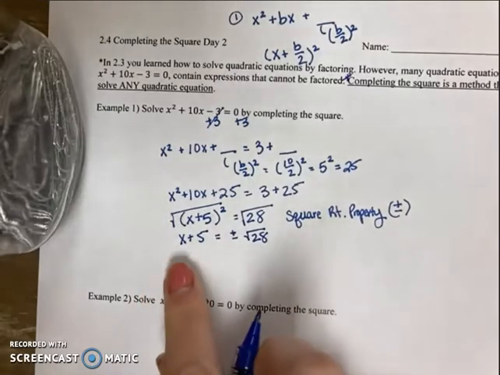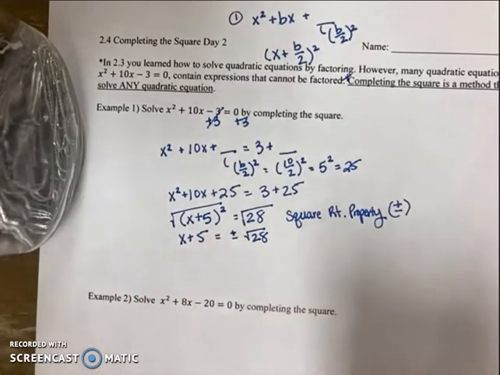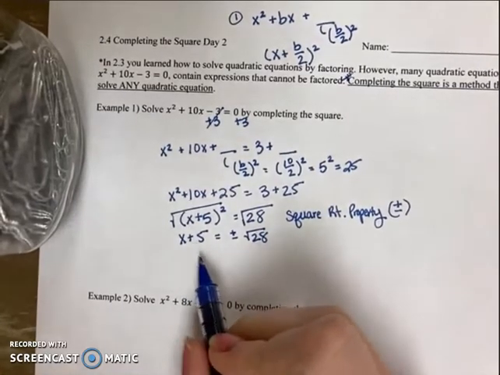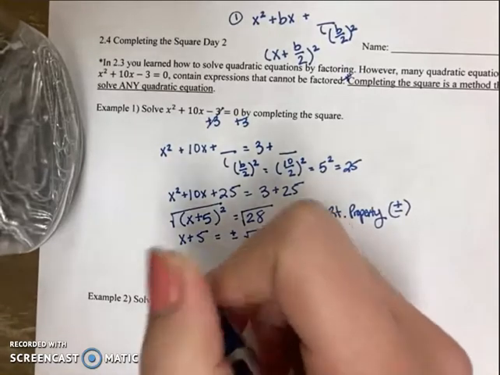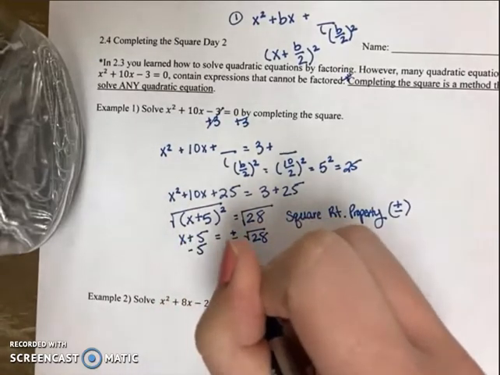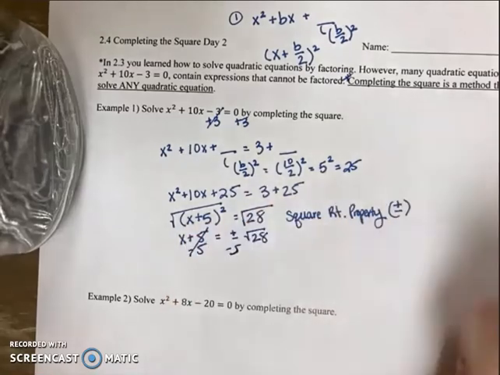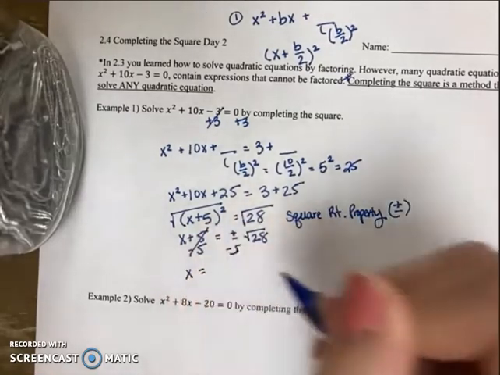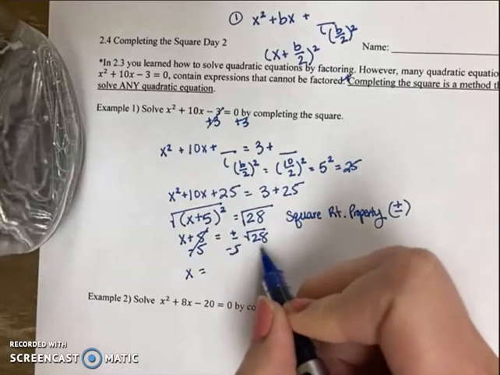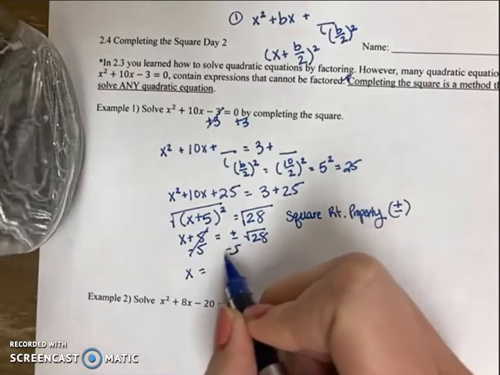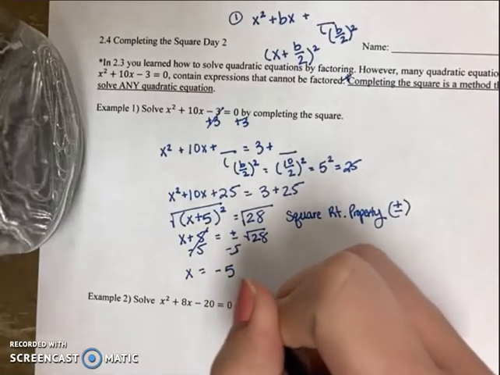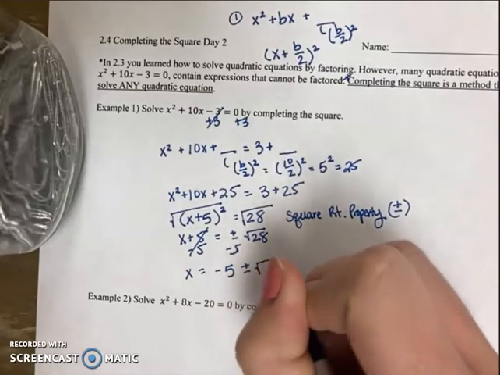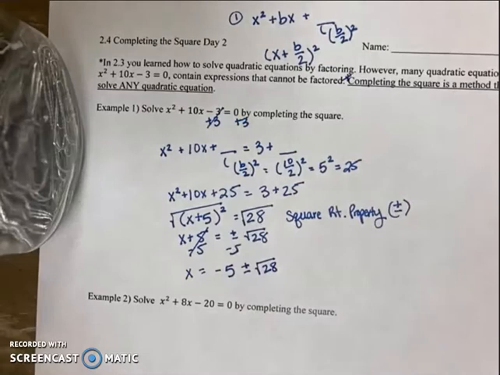X is still not by itself, though, and that's what we're trying to do. So I need to get the 5 over to the other side. I'm currently adding 5, so I need to subtract 5. So I have x equals, you cannot combine the radical and the whole number, so I have negative 5 plus or minus the square root of 28.